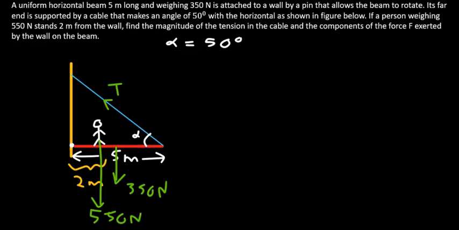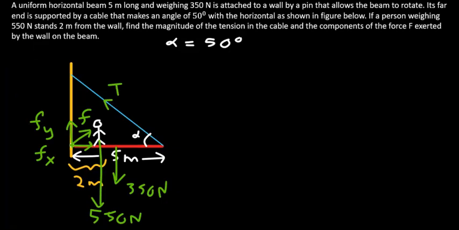And the last one is the force exerted by the wall on the beam, approximately in that direction. Let's call it F. So this F has two components. One component is parallel to the beam. You can take that to be Fx. And the other one is perpendicular to the beam, Fy. X is the horizontal direction, Y is the vertical direction.